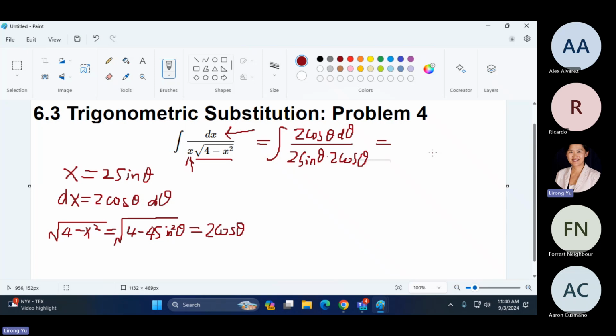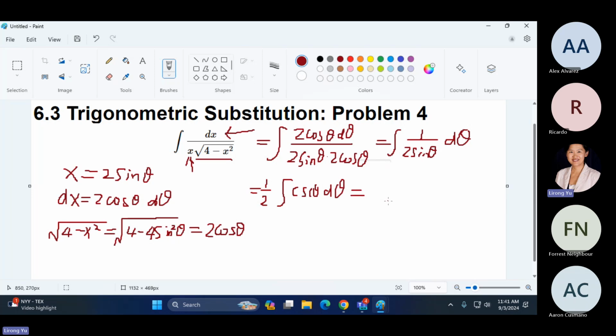If you feel like it's a little bit difficult, you might need some practice over what we were doing in section 6.2. We cancel some common factors. The 2 cosine theta is canceled, and then you have 1 over 2 sine theta. We can bring the 2 outside with 1 over 2 integration. When you have 1 over sine theta, that's really cosecant theta d theta.